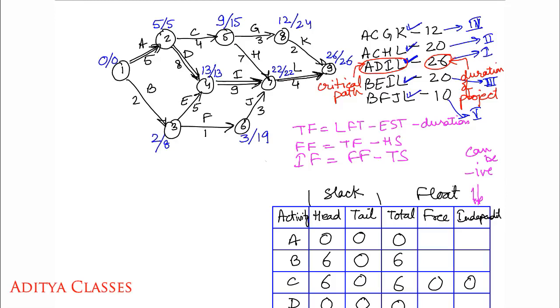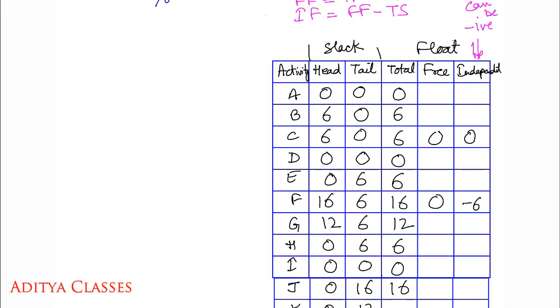K has floats of 26 minus 12, 14. 14 minus 2, 12. 26 minus 12 minus 2. So what do we get? 12. So total float for K is 12. Perfect.